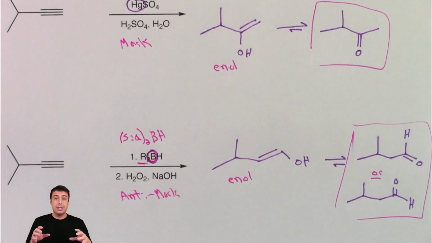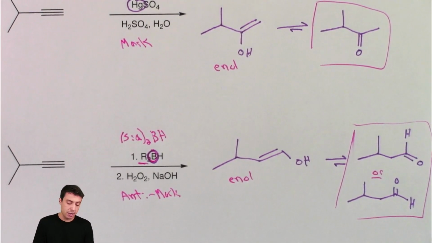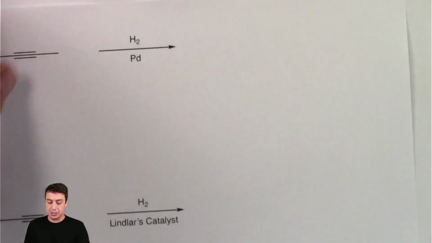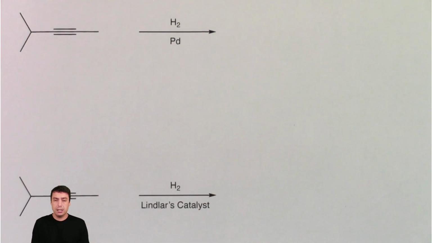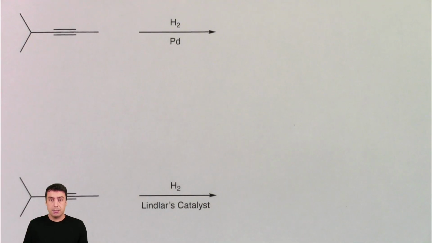Okay, those are your two hydration reactions of alkynes. Let's do the three reduction reactions of alkynes together. So our first one is H2 palladium. H2 palladium or H2 platinum or H2 nickel. Remember, this reacts with any pi bond that it sees. So it doesn't stop at the double bond. It goes all the way to the single bonds.